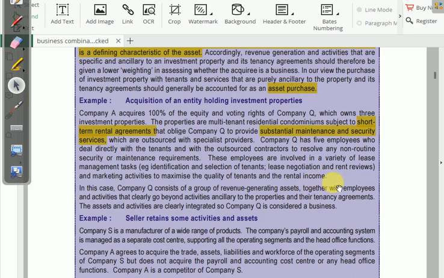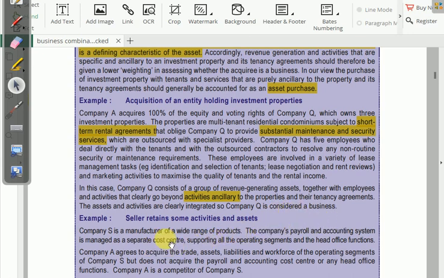They have to make sure that nobody of evil purpose or evil minded comes into this society or the property, and they have to do a good amount of marketing. So there is a hustle and bustle in the company. In this case, Company Q consists of a group of revenue generating assets together with employees and activities that clearly go beyond ancillary activities. These activities are not at all ancillary or incidental to the property management business, to the properties and their tenancy agreement. The assets and activities are clearly integrated, so Company Q is considered a business.